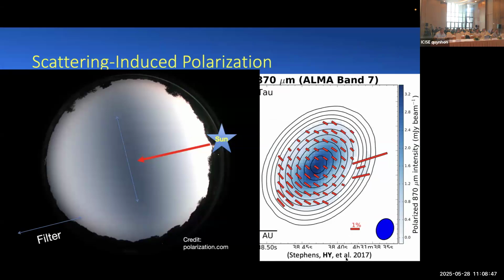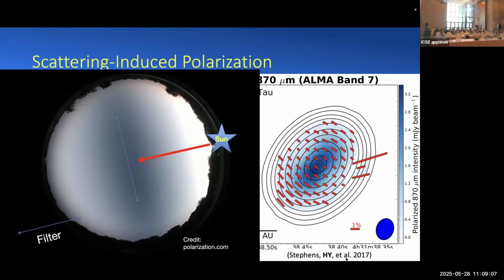Here is a daily life example of scattering producing polarization. We take a full sky image with a fisheye camera, and we apply a polarization filter that only allows light with polarization in this direction to come through the camera. And you will see a dark lane across the sky.